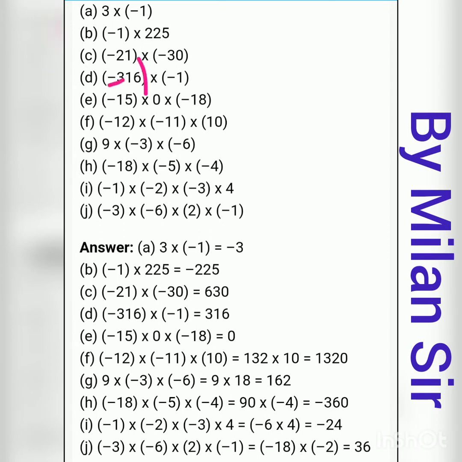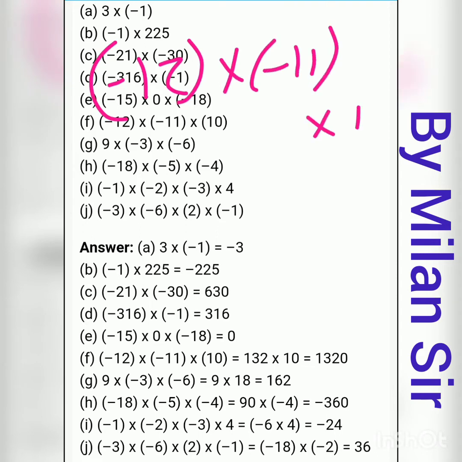Okay, next: minus 12 multiply minus 11 multiply 10. Here we have three numbers. So either we can directly write the answer, otherwise we can go for the step by step process. That means first two numbers, after that the third number with the answer. So whatever you want to do, you can do. Right now I am going with two numbers.